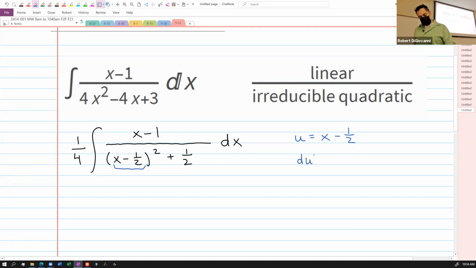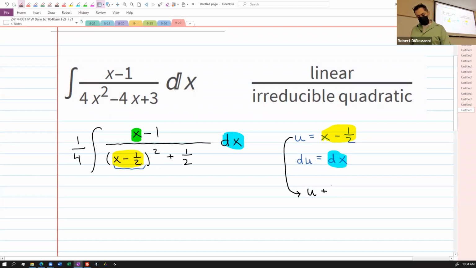Du is what? Dx. Okay, and so now the only thing I need to worry about here, this right here, that's going to be u, right? The only thing I really need to worry about is what does x become? So how can you figure out what x is? Right, because dx is dx, right? Just solve that first equation for x, right? So if you solve that for x, you get u plus a half equals x, yeah?